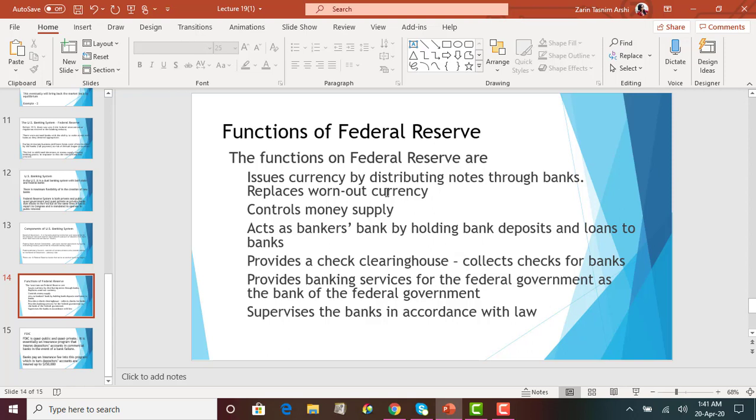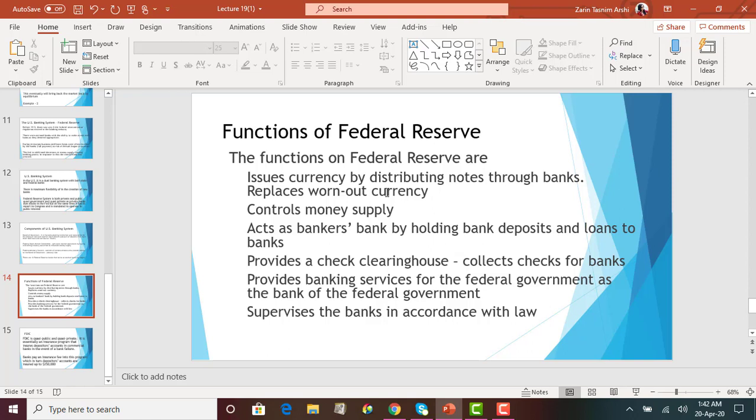Then the Fed also acts as a check clearing house. So let's say I have an account with Wells Fargo, but I get a check from Patrick, and he has an account with Bank of America. When I deposit the Bank of America check in my Wells Fargo branch, the Fed will act as the clearing house. Basically, the Fed will be the one clearing the check.